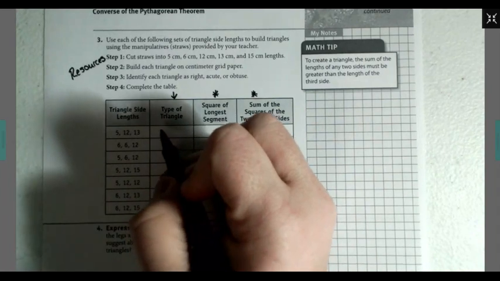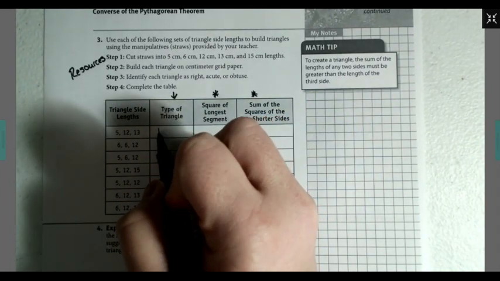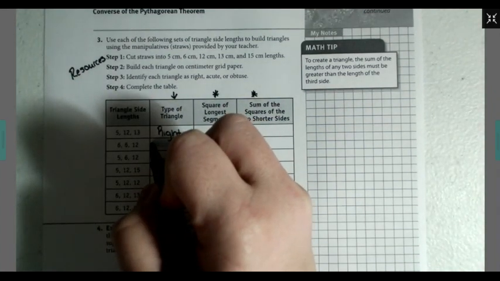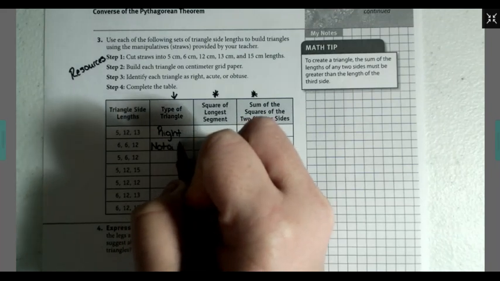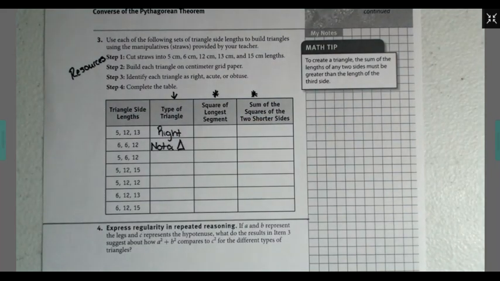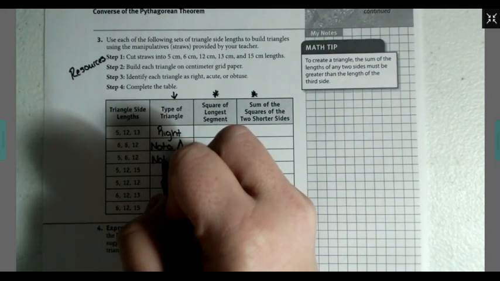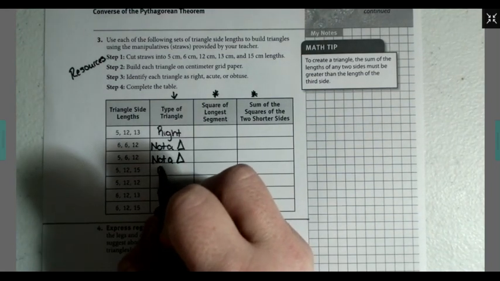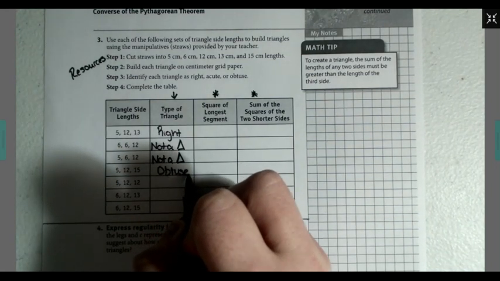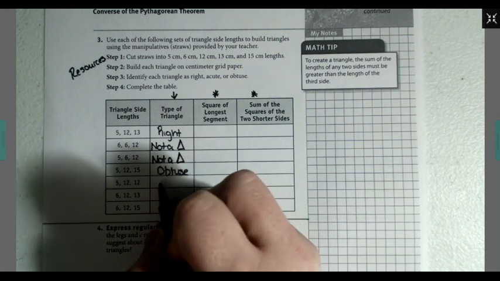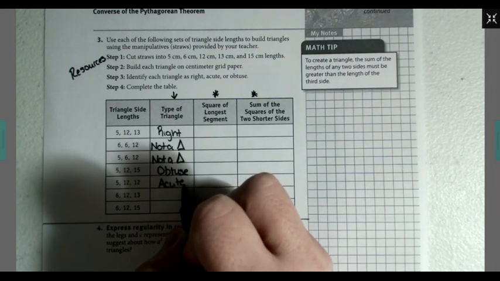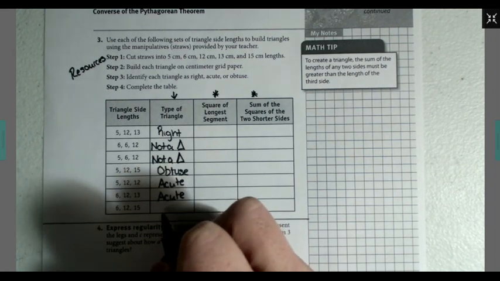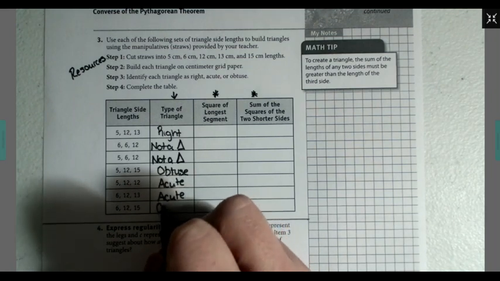So this first possible triangle is a right triangle. The second one is going to be not a triangle. The third one is not a triangle. The fourth one is going to be obtuse. The fifth one is going to be acute. The sixth one is going to be acute. And the seventh one is going to be an obtuse triangle.